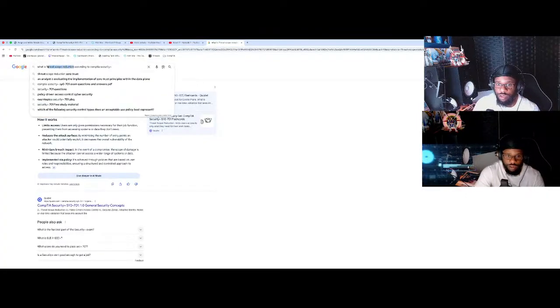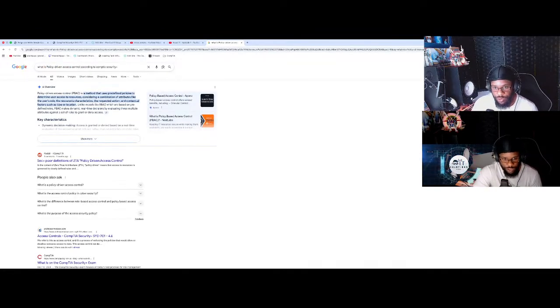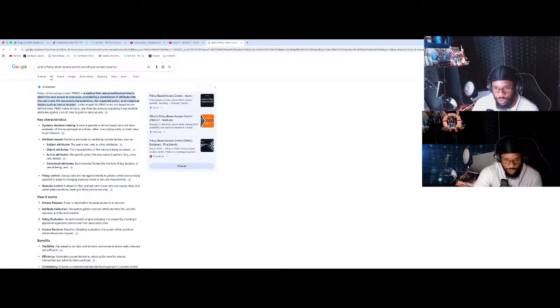What is policy driven access control? Policy driven access control is a method that uses predefined policies to determine user access to resources, considering a combination of attributes like the user's role, the resource's characteristics, the requested action, and contextual factors such as time or location. Unlike models like RBAC, role based access control, which are based on predefined roles, PBAC makes dynamic real time decisions by evaluating these multiple attributes against a set of rules to grant or deny access.